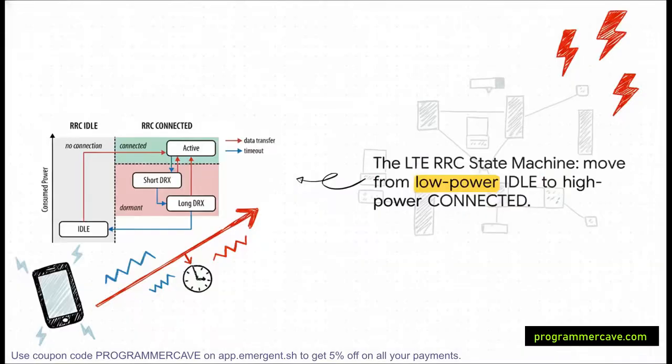Okay, so this is the official state machine for the RRC. Your phone starts way down at the bottom in this low-power, idle state, barely sipping any battery. But to send data, it has to jump all the way up to that high-powered, connected state. That whole transition, that jump, that's the wake-up negotiation we were just talking about. And it is far from instant.